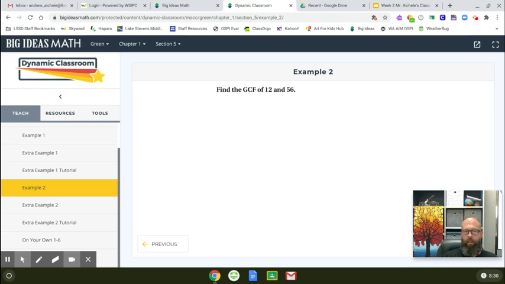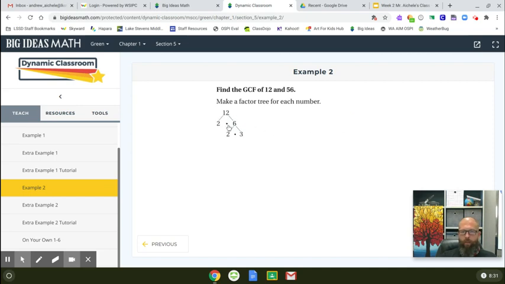We're doing 1.5 right now, example 2, and we're going to look at another way to find the greatest common factor, the GCF of 12 and 56. Before, we listed the factors. This time we're going to make a factor tree. So here we go. Make a factor tree for each number.